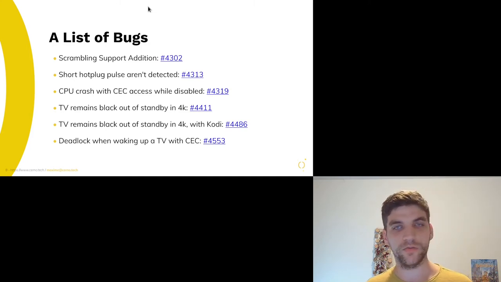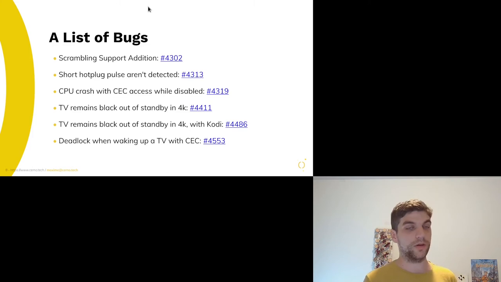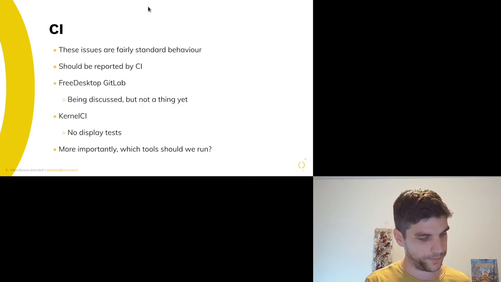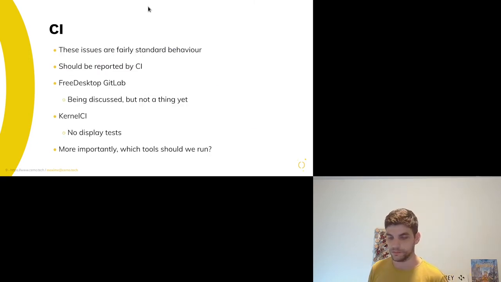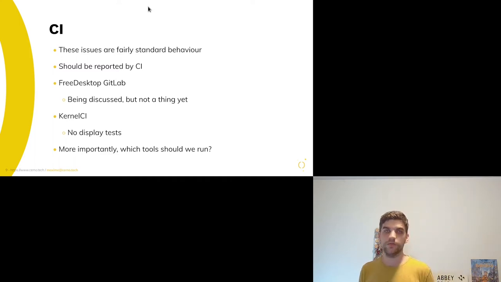And it's hard for everyone to know all of them. Without knowing all of them, we have to uncover one bug after another, which is frustrating and not very efficient. So we could just use CI, right? Especially since all those issues are fairly standard behavior that could happen with any device that can do HDMI, CEC, and 4K, which is fairly common these days. And so we should be able to test them, and they should be reported by some kind of CI.